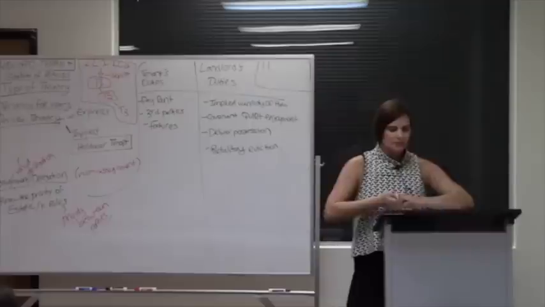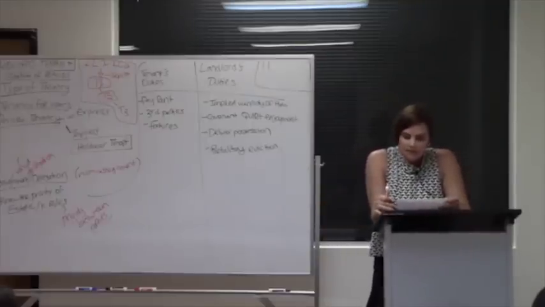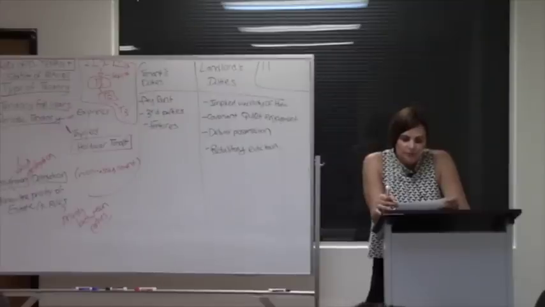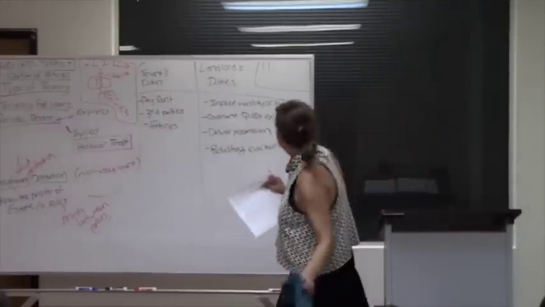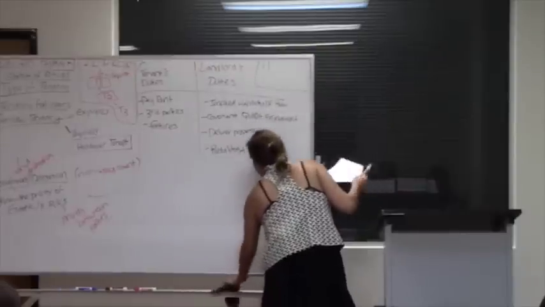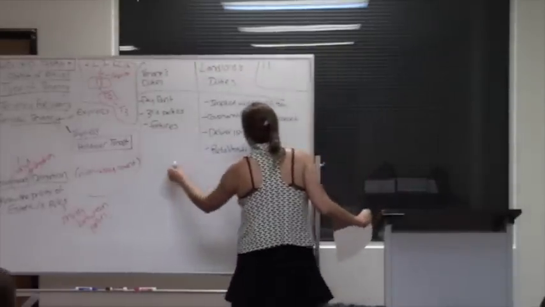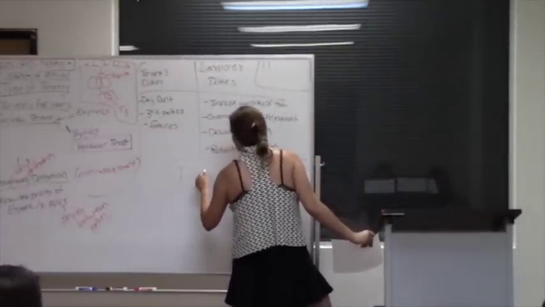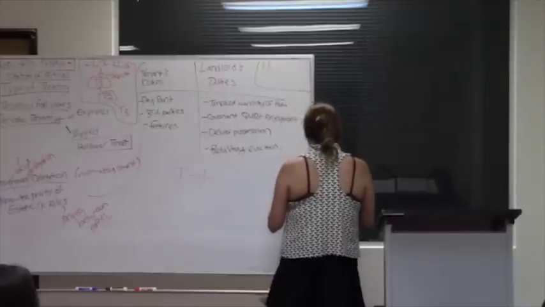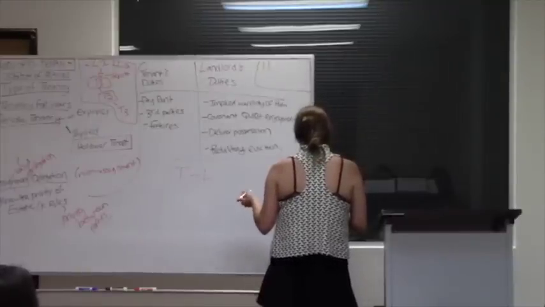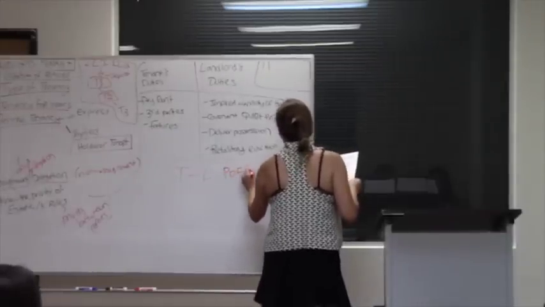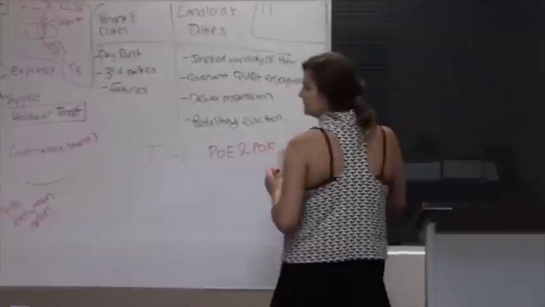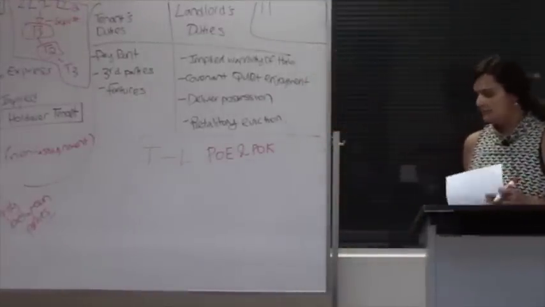Okay, let me read it. Let's go. It says, here we go. The original tenant and the landlord, okay? Fine, I'll map it out. The original tenant and the landlord, they start out with what? Good. Privity of estate, POE, and privity of contract. That's what they start out with.